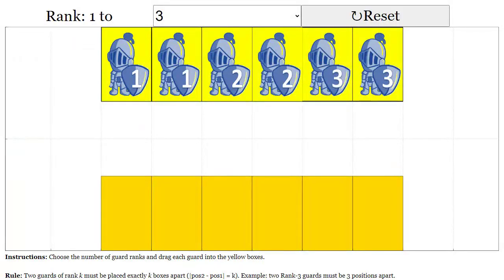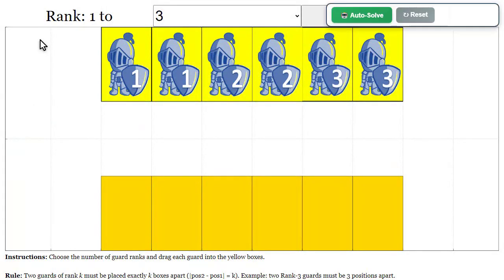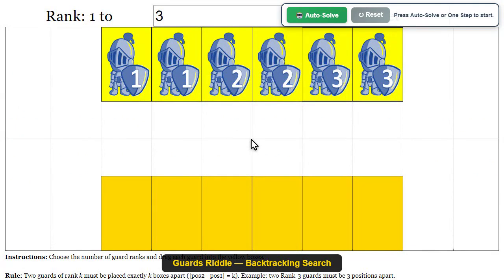Welcome to the Guards Riddle, an interactive puzzle that teaches one of the most fundamental ideas in computer science, backtracking search. In this video, we'll watch a computer solve this puzzle step by step, from the simplest level all the way up to level 8. Along the way, you'll see exactly how a computer thinks when it's tackling a problem that has no obvious shortcut. Here's how the puzzle works.